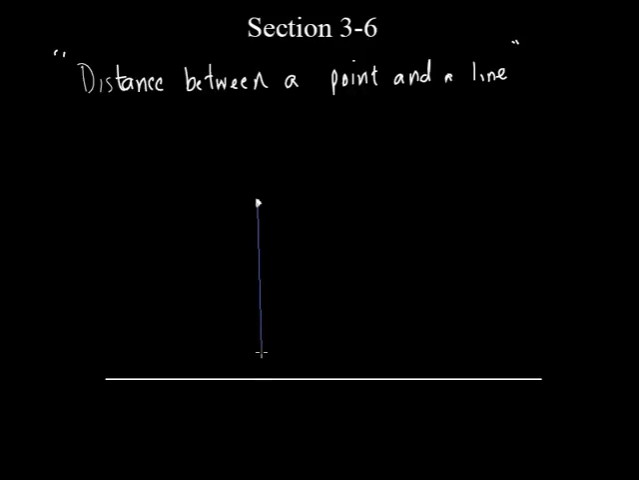But what we're going to do is we're going to say it has to be what? Perpendicular. That's right. So this line right here is going to be perpendicular to the white line. So this is the distance. This red line right here, I'll call it D for distance. That's the distance between a point and a line.